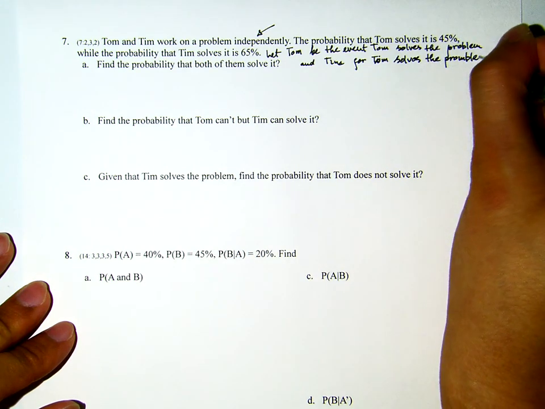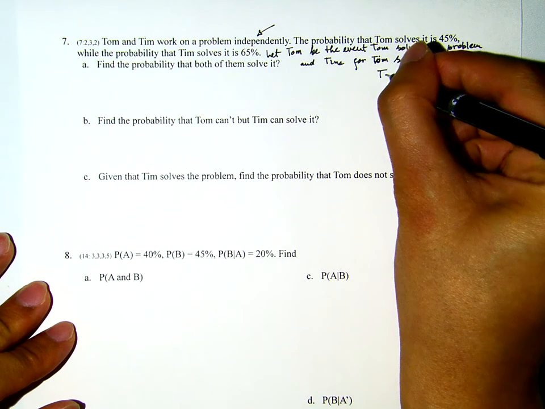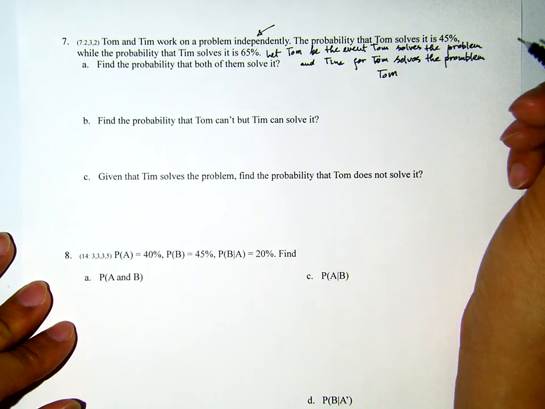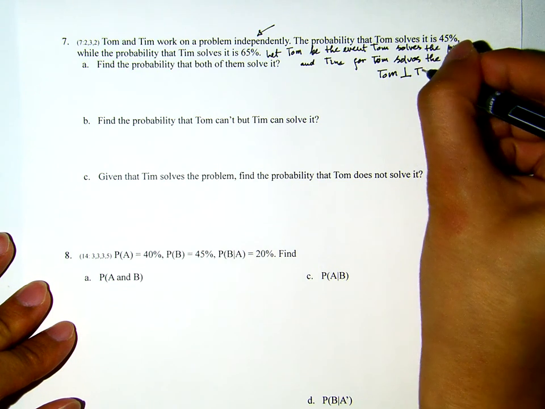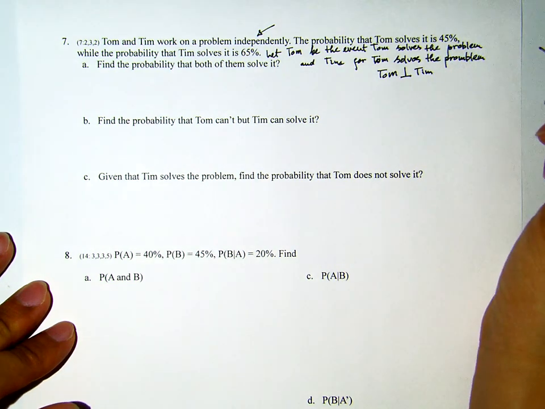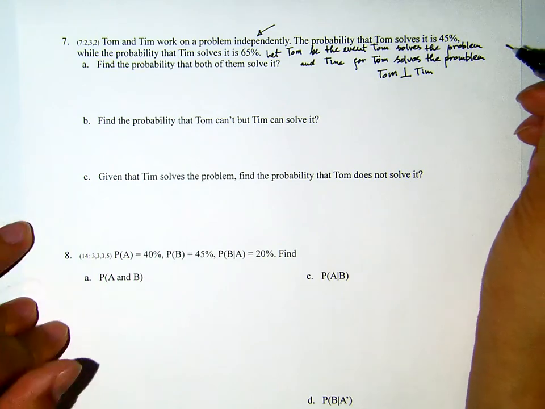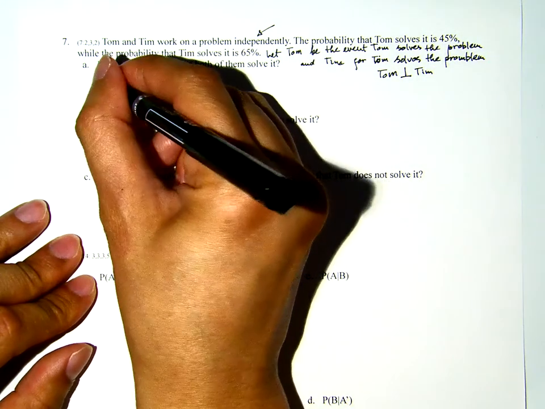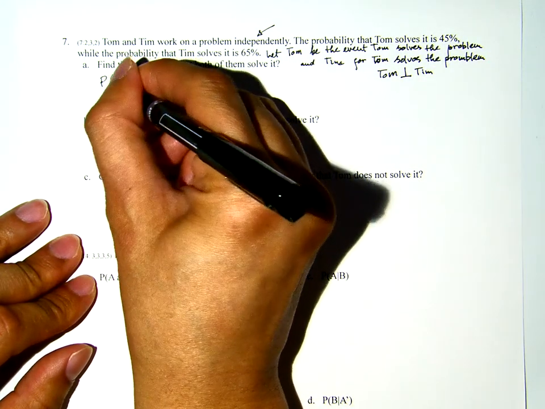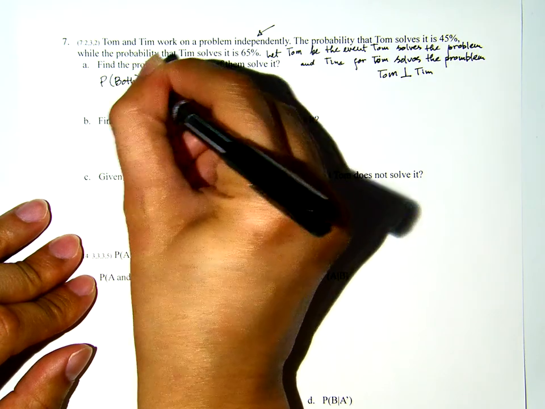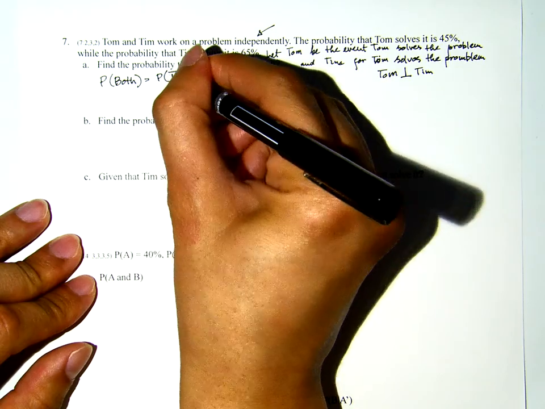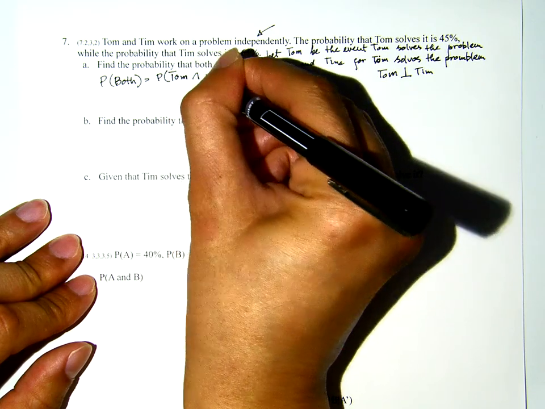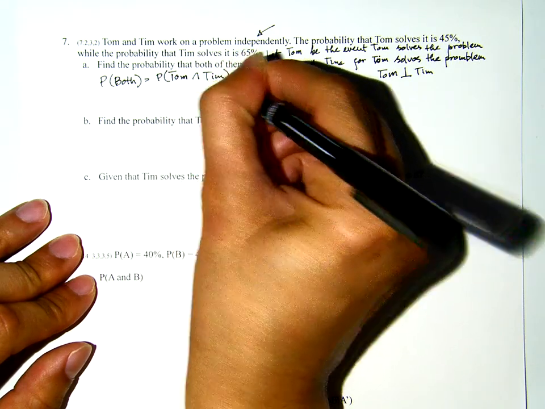Now, because they are independent, the event Tom solves the problem is independent from the event Tim solves the problem. Okay, that's the notation. Now, what is the probability that both solve it? That's the same as the probability that Tom solves the problem and Tim solves the problem.